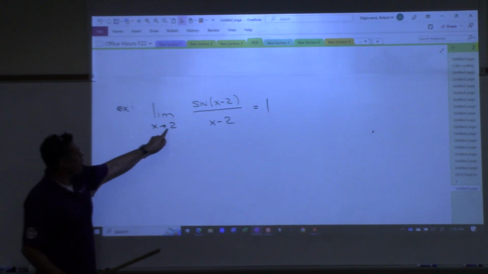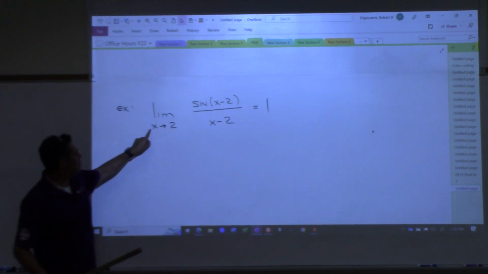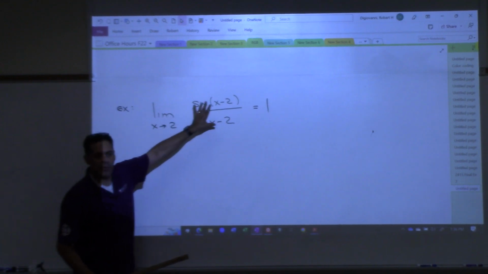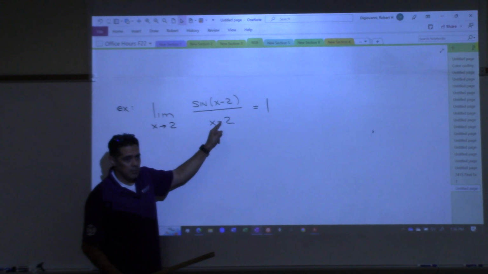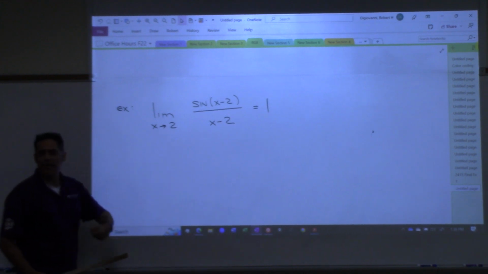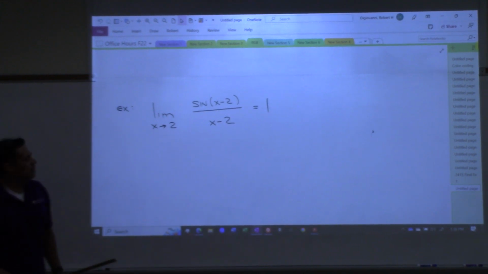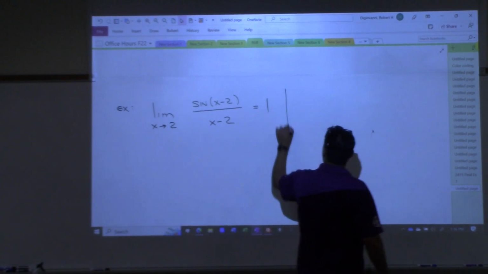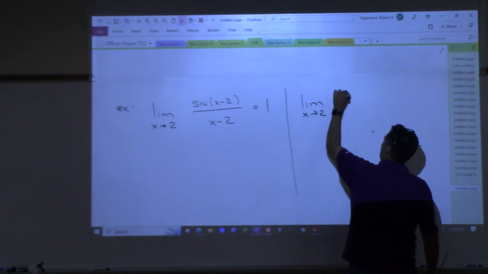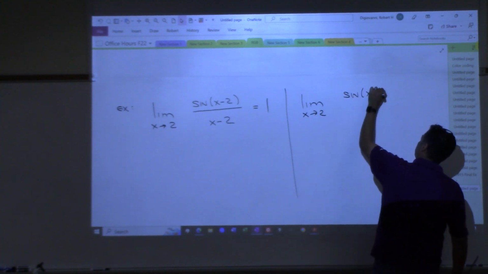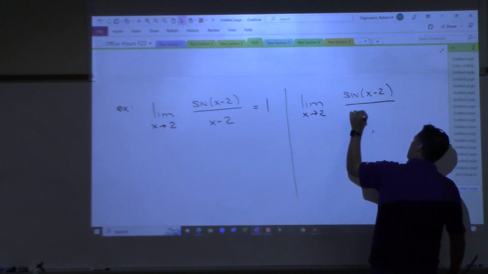So if this limit was going to 4, let's say it was limit x goes to 4, then the answer would not be 1, because these aren't going to 0. They have to go to 0, and they have to match. I'll give you another example next to this one. Limit x goes to 2 again. Let's go sine of x minus 2 over x squared minus 4.